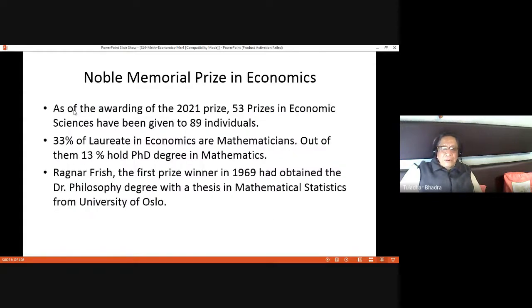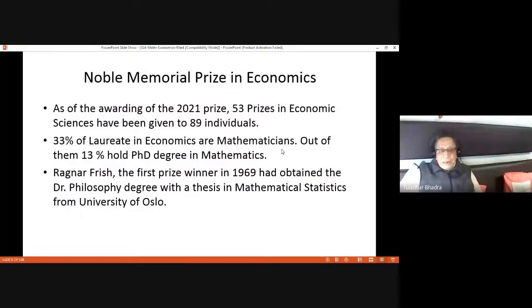As of the awarding of the 2001 Nobel Prizes, 53 prizes in economic sciences have been given to 89 individuals. So in some years they give it to two or three people also. 33% of laureates in economics are mathematicians, real mathematicians.